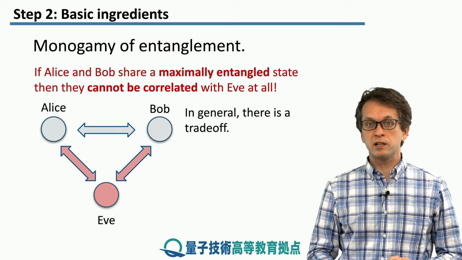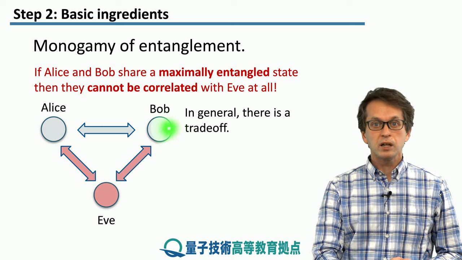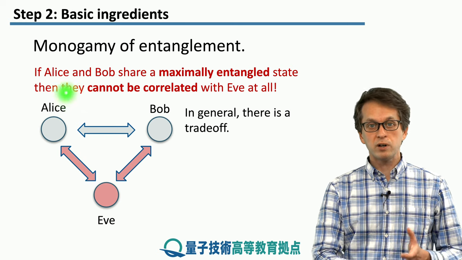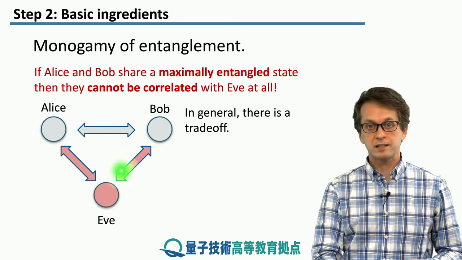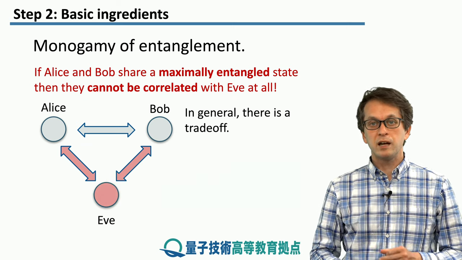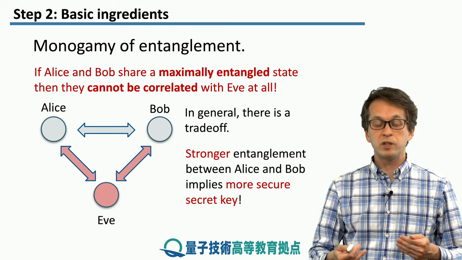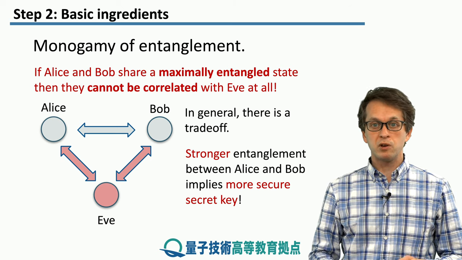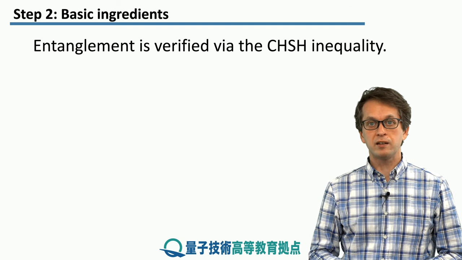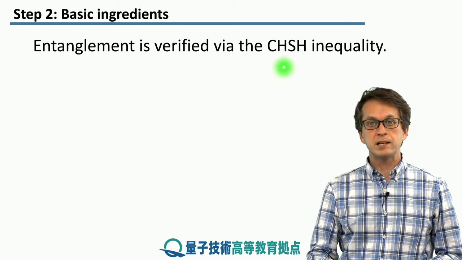In general, there is a trade-off. If Alice and Bob share some entanglement, they will share some correlations with Eve. So the stronger the entanglement that they share, the less correlated they are with Eve, up to the point where they are maximally entangled and therefore share no correlations with Eve. So stronger entanglement between Alice and Bob implies a more secure key between Alice and Bob. So how do we actually verify that Alice and Bob are sharing a maximally entangled state? We use something known as the CHSH inequality.